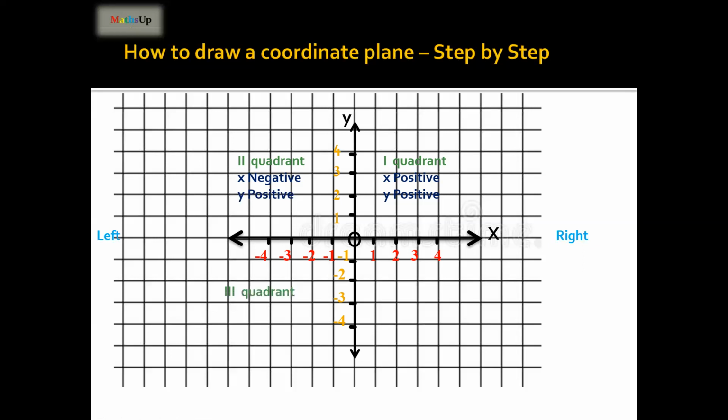And this is the third quadrant. In the third quadrant, all the x values are negative or minus, and y values are also negative or minus. So x and y all are negative in the third quadrant. And this is the fourth quadrant that you can plot your coordinate points. In the fourth quadrant, x values are positive and y values are negative. So these are the 4 quadrants you will get after you draw a coordinate plane.